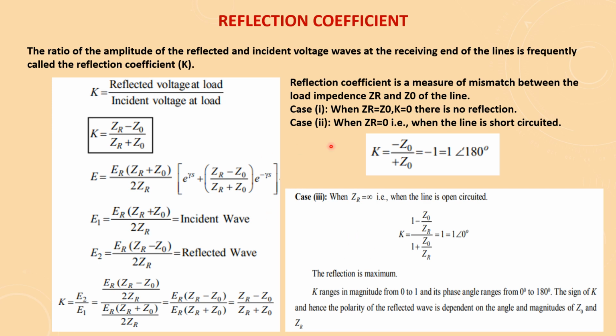So in order to eliminate the reflection, the condition is that the K value should be equal to 0. If you want to make K equal to 0, then we have to make ZR equal to Z0. That is, the receiving end impedance has to be terminated by its characteristic impedance.